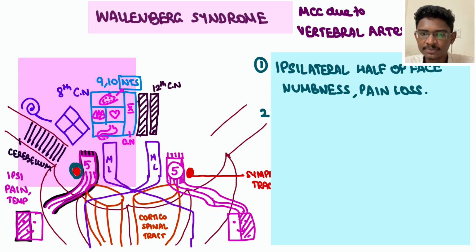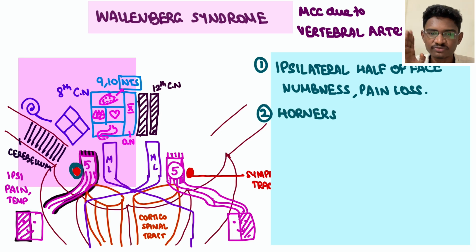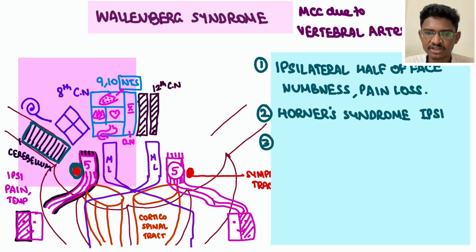First, what is happening? The trigeminal spinothalamic tract, which was carrying pain and temperature from one half of the face, is affected. It has not crossed in this segment. So there is ipsilateral loss of pain and temperature in one half of the face. Yes or no? Yes. Next, the sympathetic tract is affected, ipsilateral. So in that side, Horner's syndrome will manifest. Horner's syndrome is manifested by miosis, enophthalmos, ptosis, and anhidrosis. Then there is loss of the ciliospinal reflex. This will be seen.